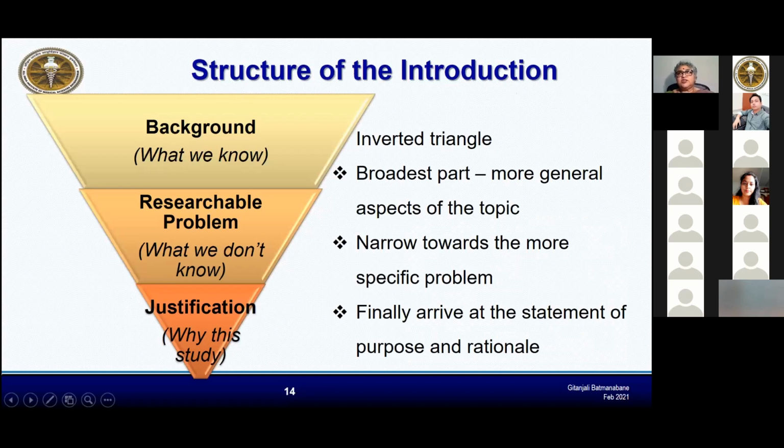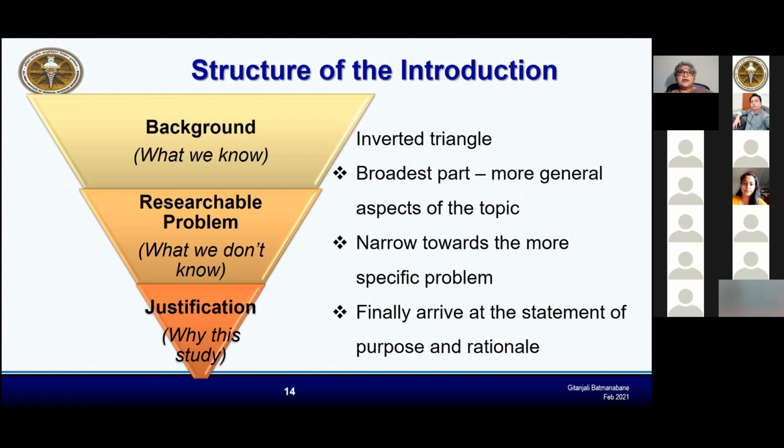Some of the journals, if you see, they will say what this study adds. What is already known about this problem, what this study adds. These journals put it in some box, you will find it in certain journals. So finally, you arrive at the statement of purpose and the rationale. So this is how the inverted triangle works for the structure of the introduction. Okay, from a broad part to a narrow specific problem and the statement of purpose and the rationale.